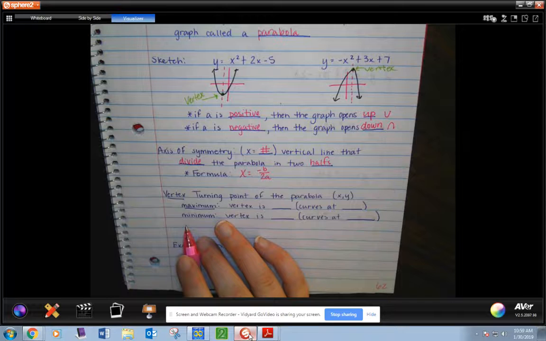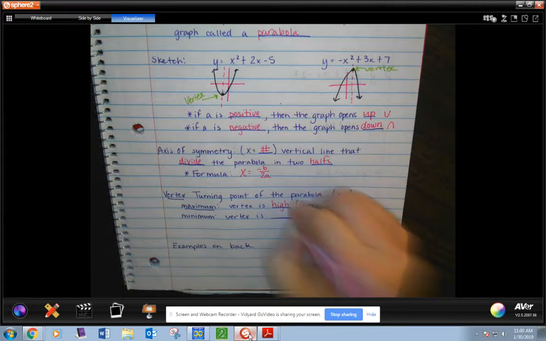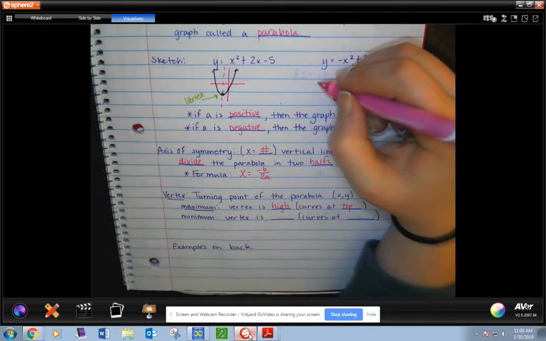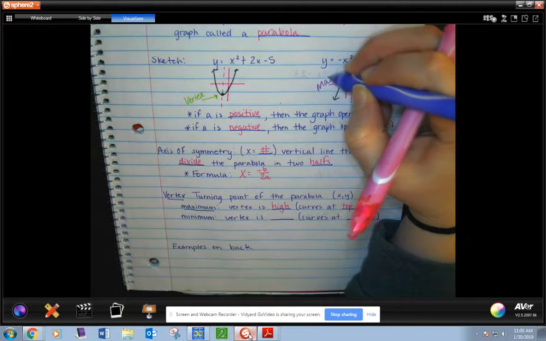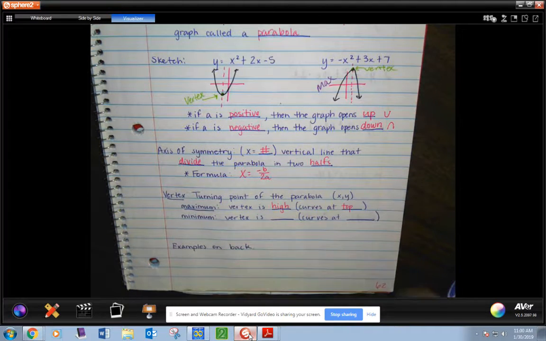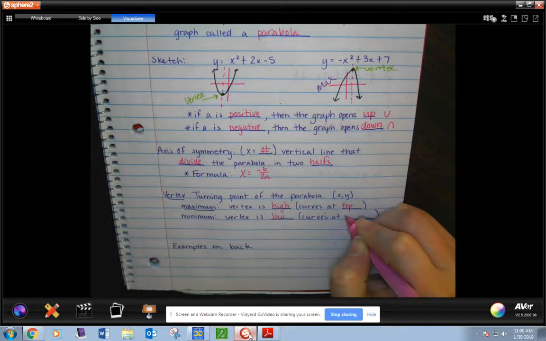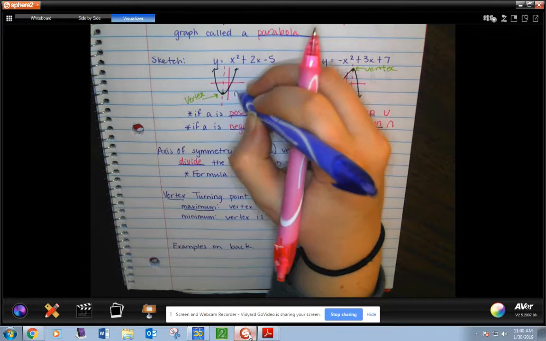A maximum, the vertex is high and it curves at the top. So this, I'm going to come up here now and write it so you know, this is a max. Okay, a minimum is a vertex that is low and curves at the bottom. So this graph is a min.